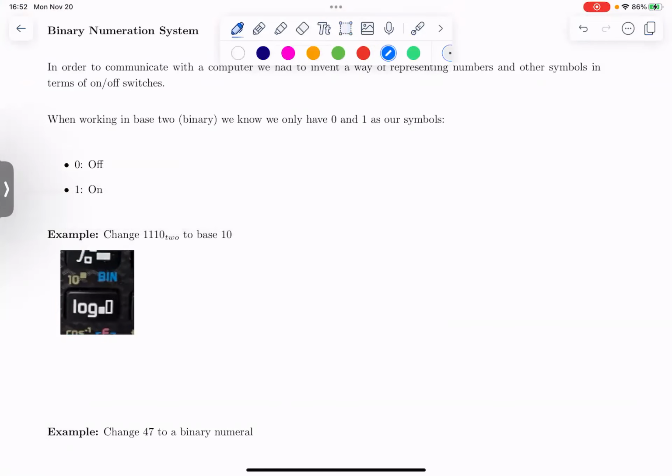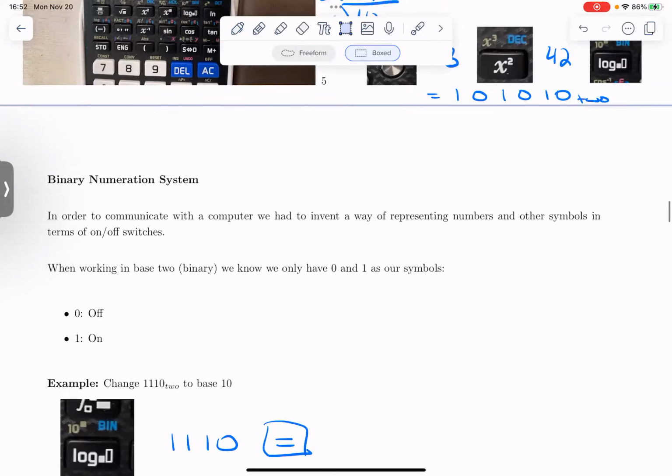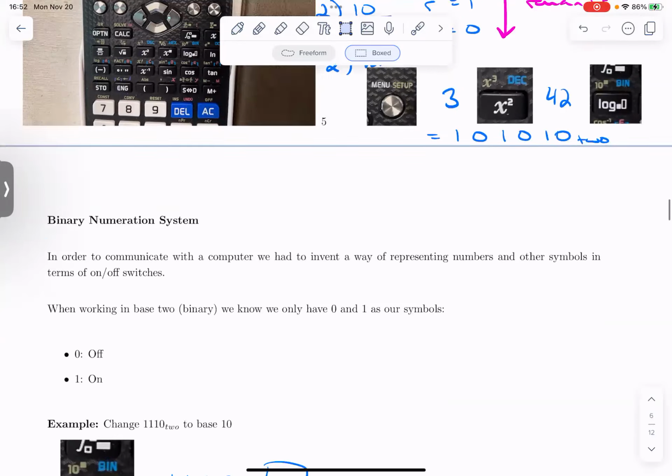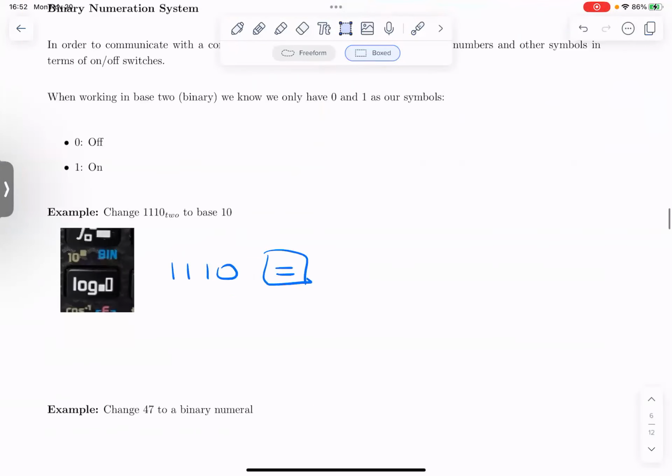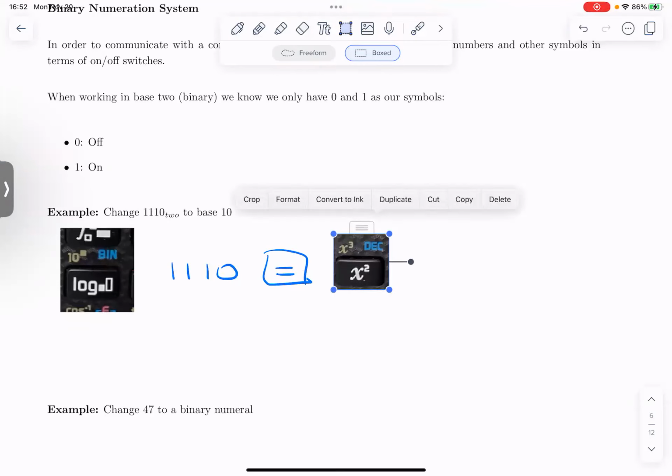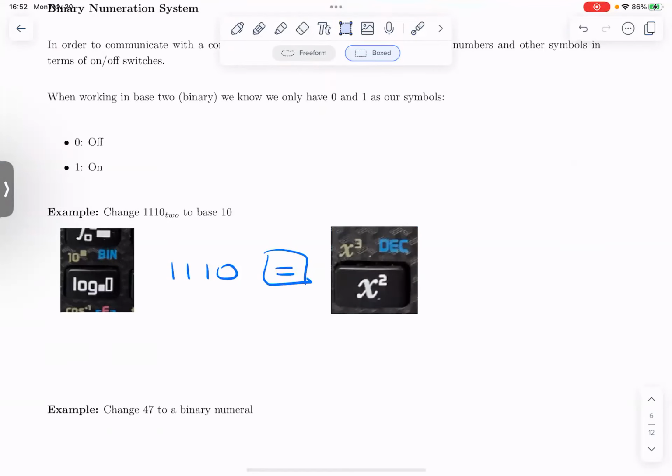And then I entered 1 1 1 0, and then the equal sign, which I don't have a picture of, but I think you get it. And then I moved to base 10, and it told me that it's 14.